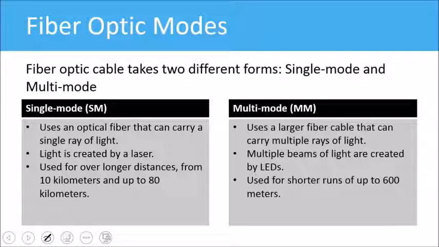It's used for much, much longer distances, like 10 kilometers up to 80 kilometers, which is really, really far. This is the type of fiber optic cabling that's used to send data across oceans, right? Just mind-boggling. Multi-mode is a larger fiber, so there's a larger fiber density, and that actually carries multiple rays of light. And the way that this happens is that LEDs are used in order to beam light at different angles in order to transfer the speed.